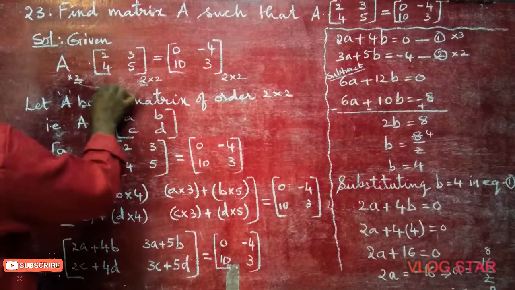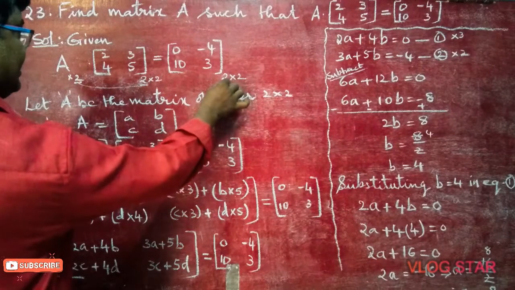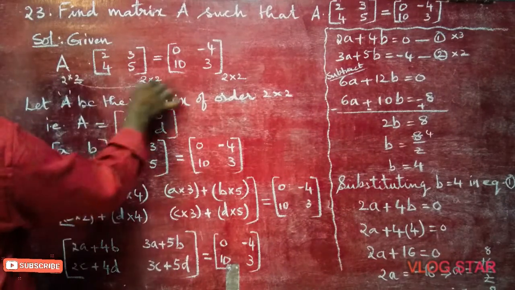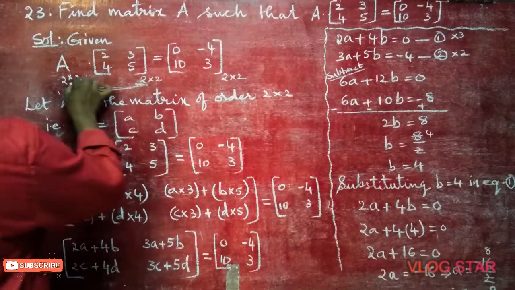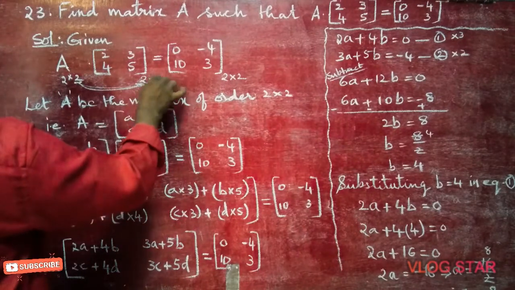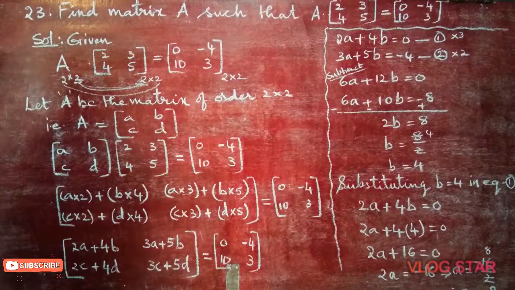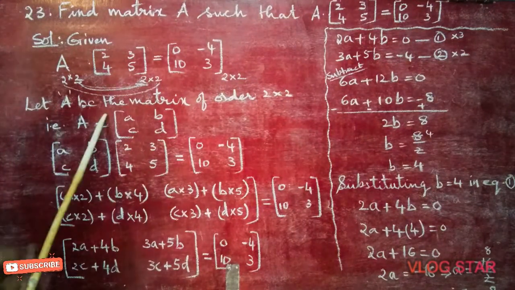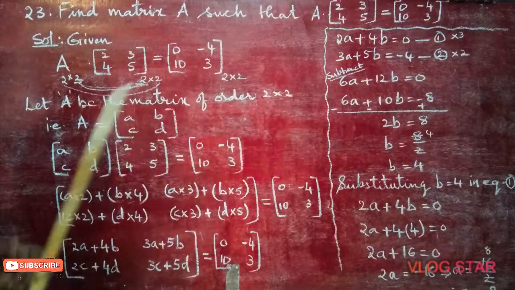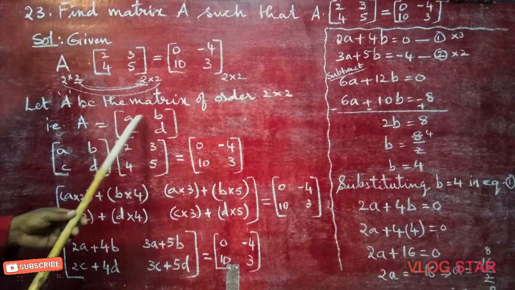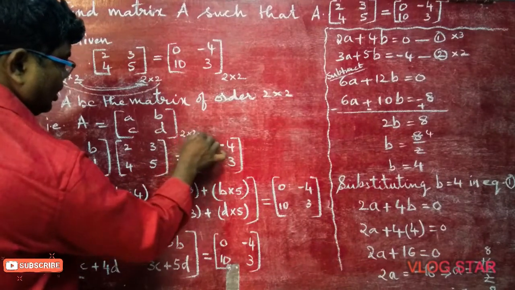Next, if these two are okay, then 2 by what is there? 2. So a 2 by 2 matrix will come. This row and column should be equal, and next a 2 by 2 matrix. Are you able to follow? So let A be the matrix of order 2 by 2, 2 rows, 2 columns. That is, A is equal to matrix A, B, C, D.